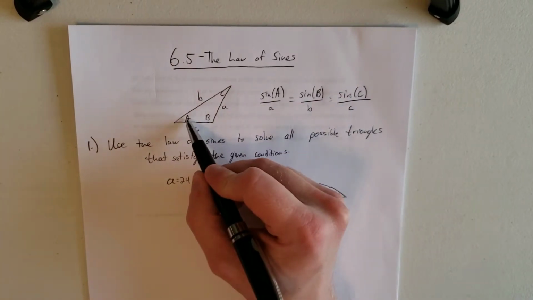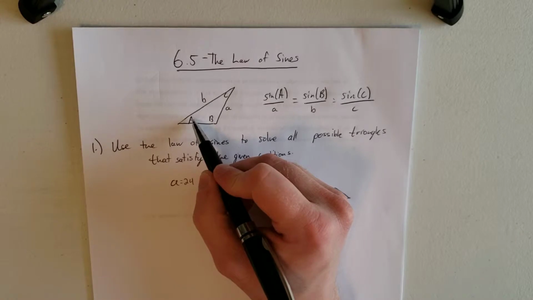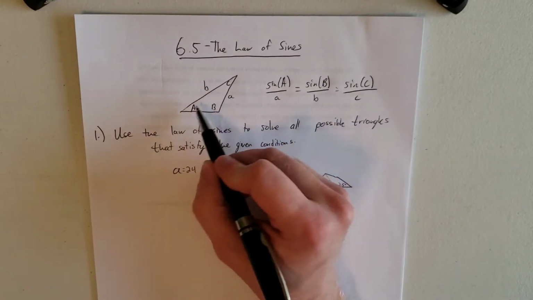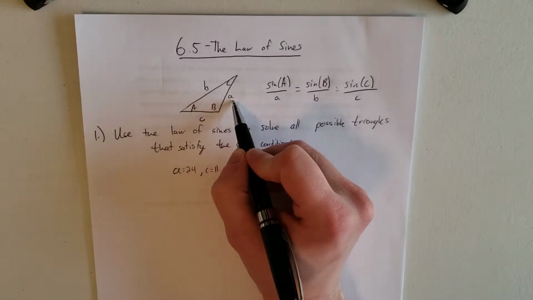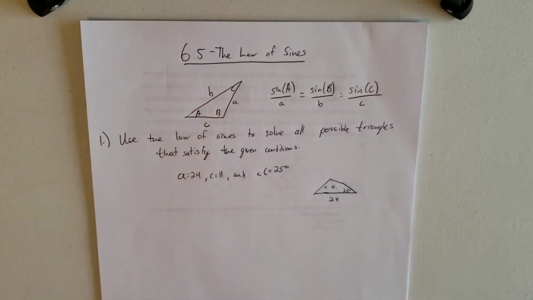And we have angles A, B, and C, and side lengths a, b, and c, and we always put those opposite of the angle. So capital A for the angle here, the opposite side is lowercase a. And then B and b are opposites, and C and c are opposites.